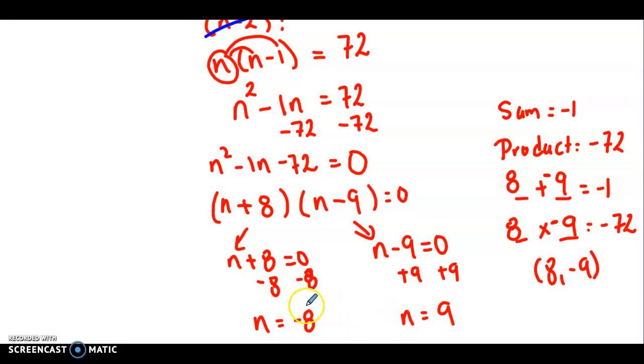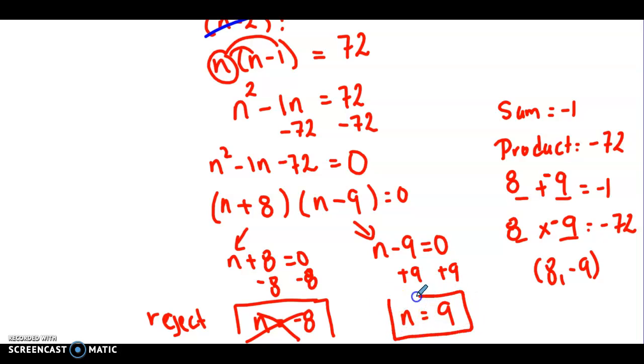Similar to other examples we've done, we end up with an N value that is negative. We cannot have that, so we reject that solution. N has to be a positive natural number. So our solution is N equals 9.